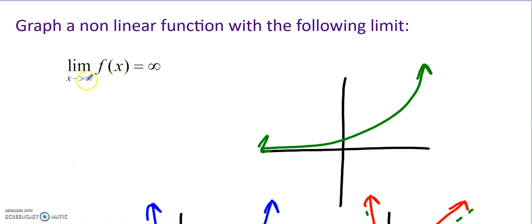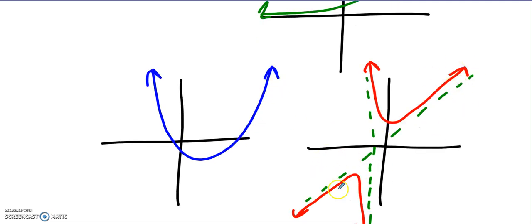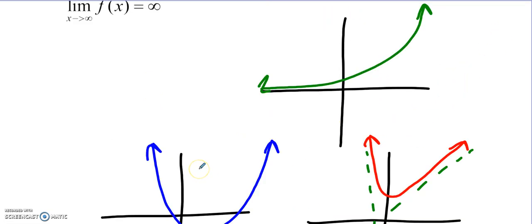Here we're evaluating the limit as x goes to infinity of f of x also equals infinity. So the first thing I did was sort of like an exponential growth function. So as x goes to infinity, y goes to infinity. Here, a parabola. As x goes to infinity, y goes to infinity. Here, a rational function with a slant asymptote. So as x goes to infinity, y goes to infinity. Again, many, many correct answers.